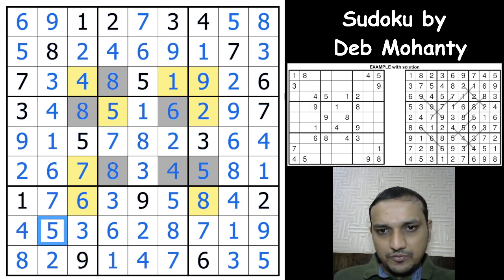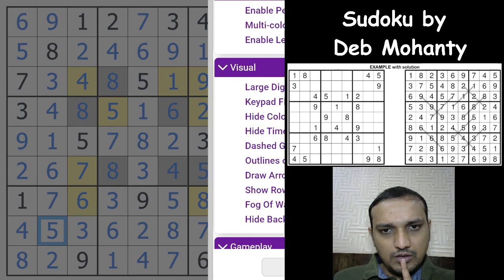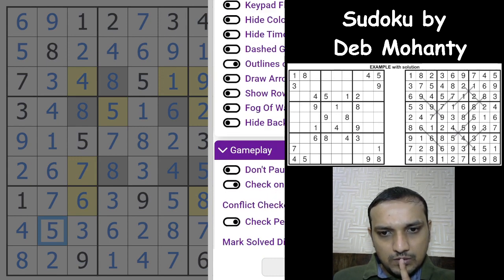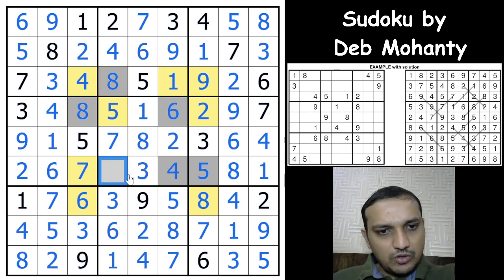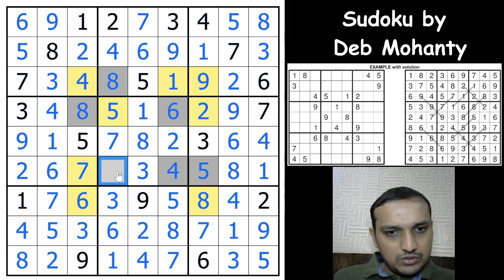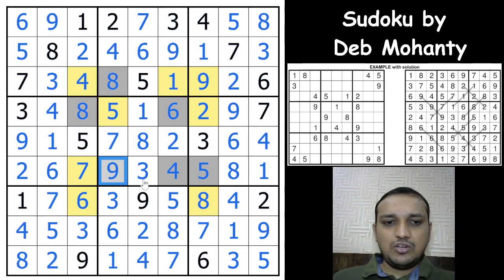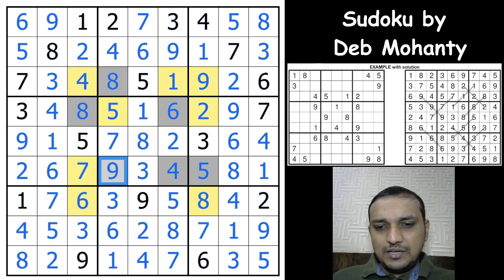I'm not sure if there is anything wrong here, but oh, you get 8s here. Oh, this cell won't be an 8. I'm sorry. Of course, this cell is a 9. I'm extremely sorry. Yeah. So yeah, with that we complete this Sudoku.